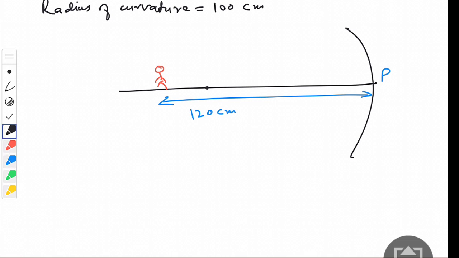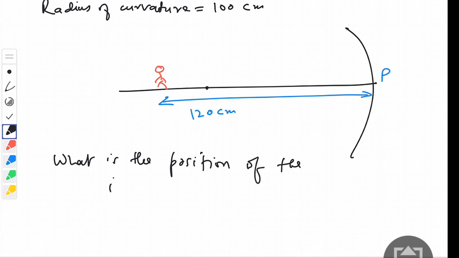Or in other words, let me say it in different words. We'll say, what is the position of the image? That is the question. So now all of you get started.